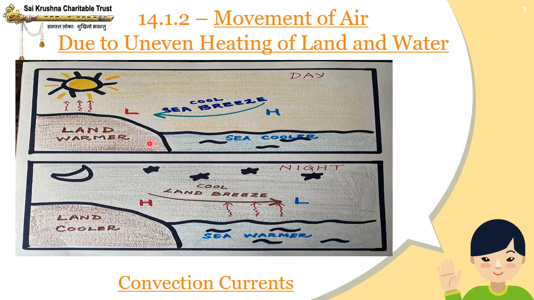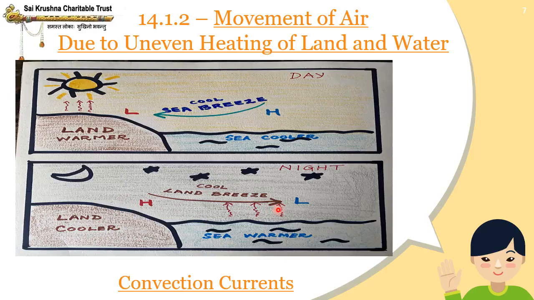Just the opposite happens at night. The land cools faster than the sea, causing land breeze to move from high pressure over the land to low pressure over the sea.